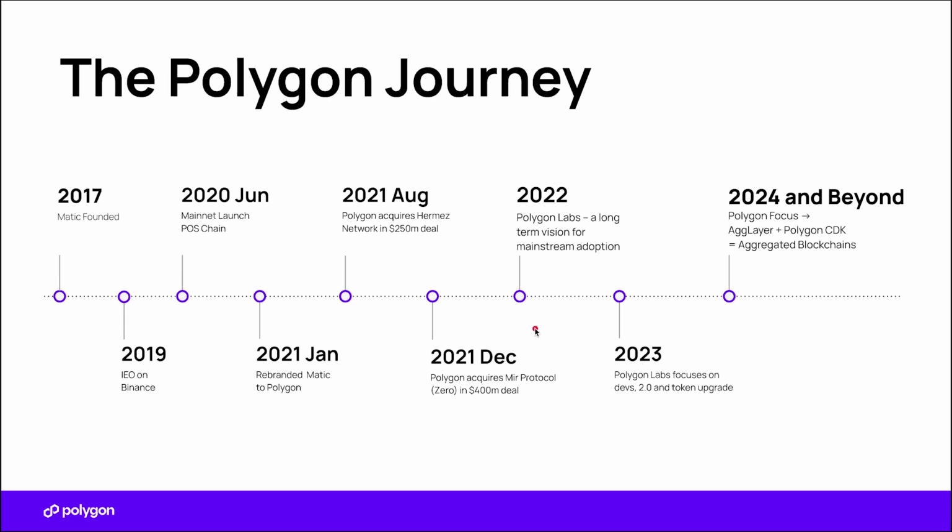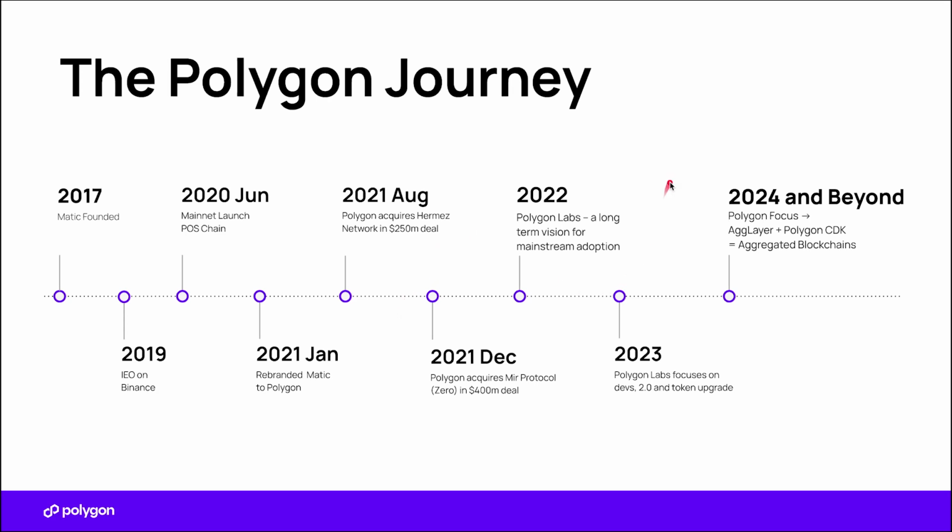And Polygon can be considered the biggest project that is fully betting on zero knowledge tech. So in these 2 years, the Polygon team bought 3 different zero knowledge companies. One of them called Hermez, another one called Mir Protocol, and the other one called Zero. Those acquisitions were founder-led acquisitions, in order to get all that intellectual capital to fund the development of zero knowledge technology.